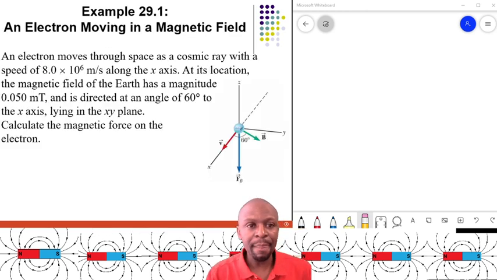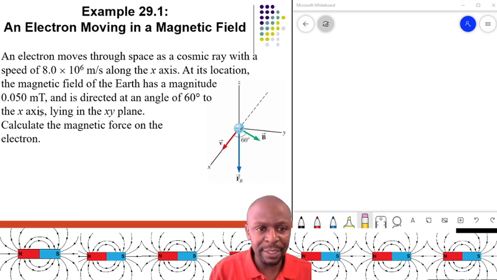Right. Now let us also do the following quick example: an electron moving in a magnetic field. An electron moves through space as a cosmic ray with a speed of 8.0 times 10 to the power 6 meters per second along the x-axis, as shown in the diagram. The magnetic field of the Earth at its location has a magnitude of 0.50 millitesla, 10 to the power minus 3 being the prefix, and is directed at an angle of 60 degrees to the x-axis, lying in the xy plane. Calculate the magnetic force on the electron.